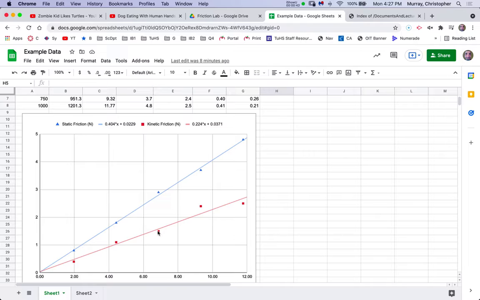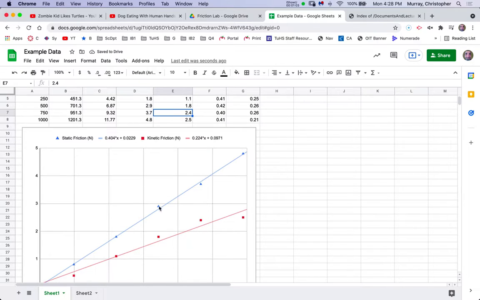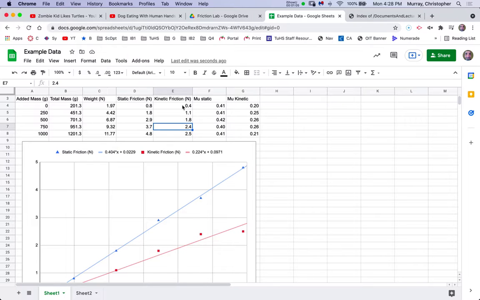This is the point for about 7 newtons. So let's take that and make it for kinetic. Let's make it a little higher here just for fun. Let's make that 1.7. Let's make it 1.8. There we go. And let's make this other one lower, 0.2. I'm just trying to make a point here.